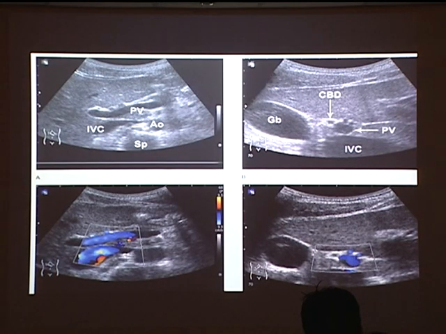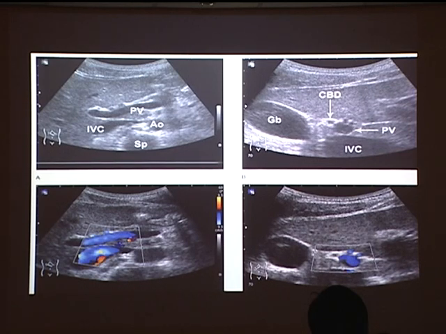So this is the portal vein and common bile duct. In this chapter, I put most of the slides on cholecystitis and gallstone. Just this one is a little information about the common bile duct, because I think finding the common bile duct is actually quite difficult, a little difficult for a beginner.